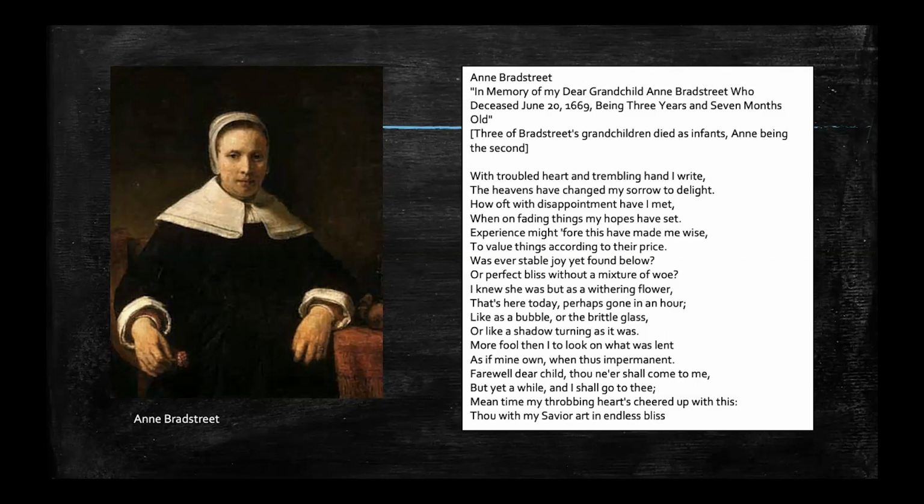Like as a bubble, or the brittle glass, or like a shadow turning as it was, more fool I to look on what was lent, as if mine own, when thus impermanent. Farewell, dear child, thou never shalt come to me, but yet a while, and I shall go to thee. Meantime, my throbbing heart's cheered up with this, thou with my Savior art in endless bliss.